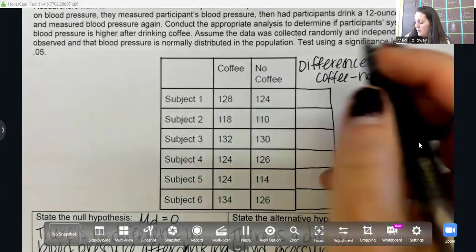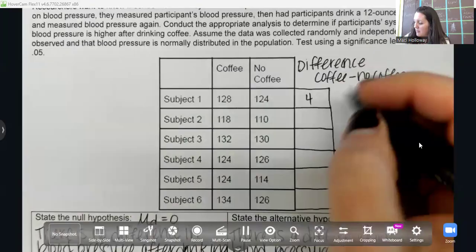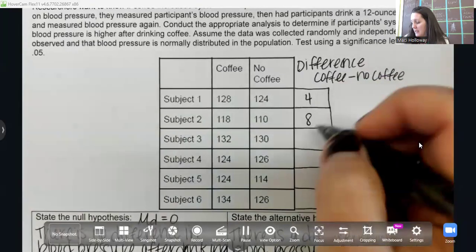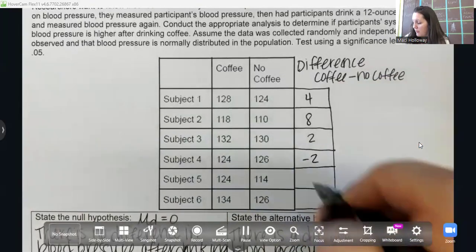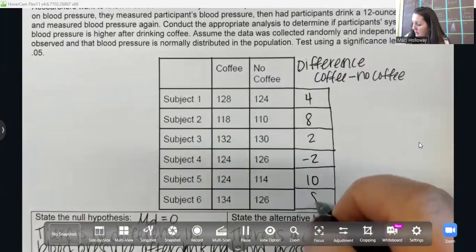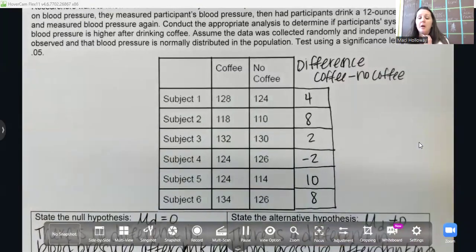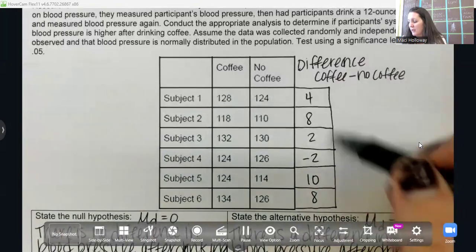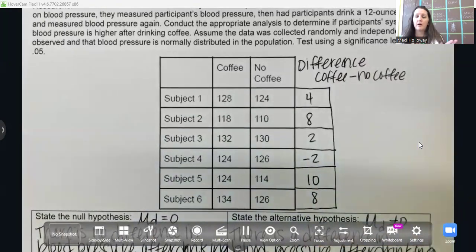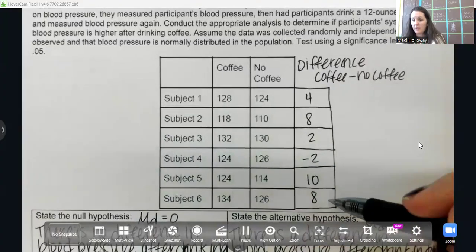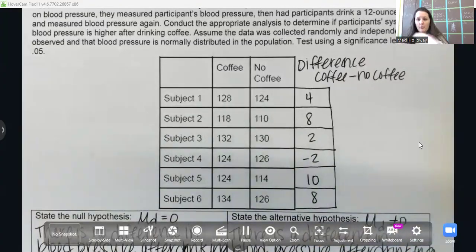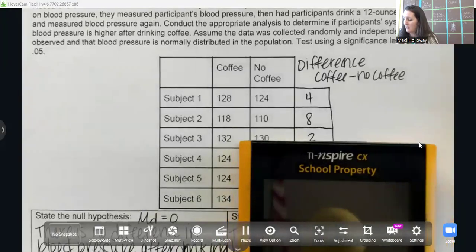So 128 minus 124, that's 4. 118 minus 110 is 8. 2, -2, 10, and 8. So we have our difference values. So now we're going to run it just like we would run a normal t-test, except we're using the difference values. So these are the values that we're going to be plugging into our table to find standard deviation and mean.